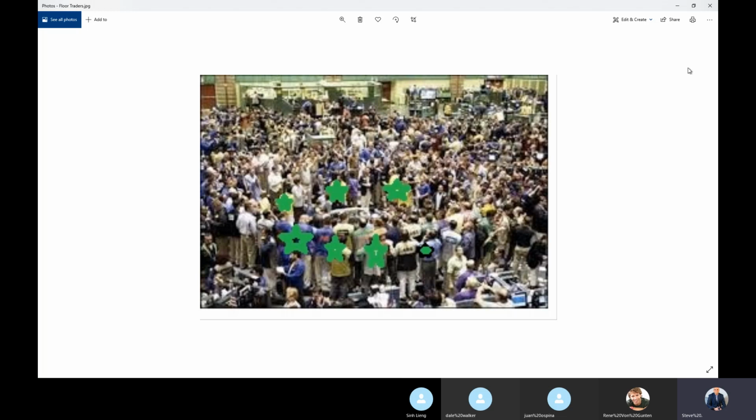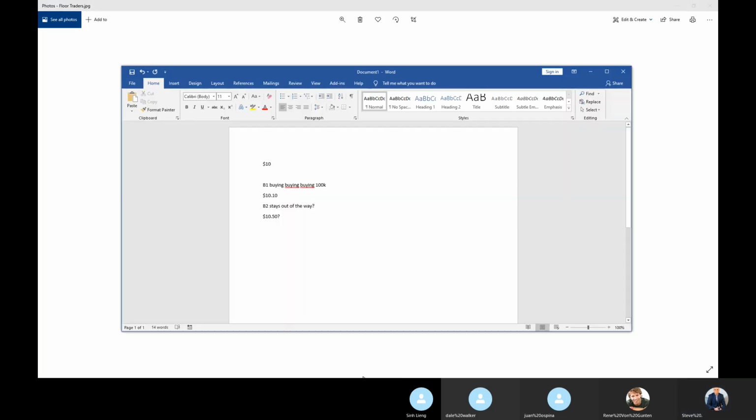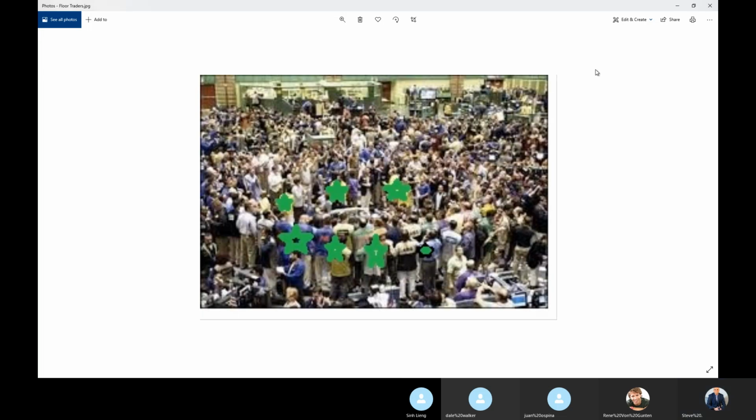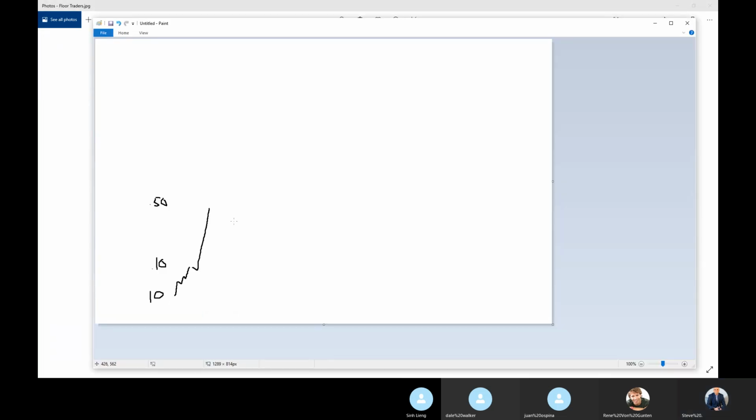But when I saw that there's no resistance and all the big guys stayed out of the way and went to 1050, and there was only little guys selling along the way, that picture looked more like this. Right, and along the way there was little guys selling, but nobody big, right?